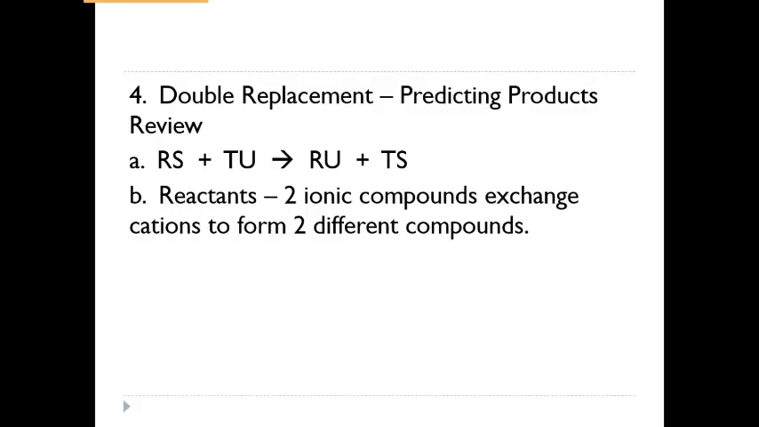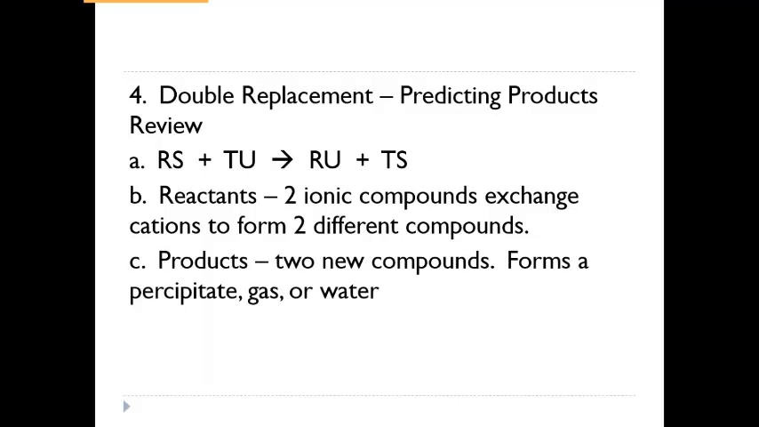So just a quick recap of double replacement. You are going to create 2 new compounds, and you're going to do that by the exchanging of your cation ions. So the positives are going to be trading places with each other, so we do get 2 different compounds, and your products are going to be one of 3 things, either a precipitate, which is a solid, a gas, or we could have liquid water.